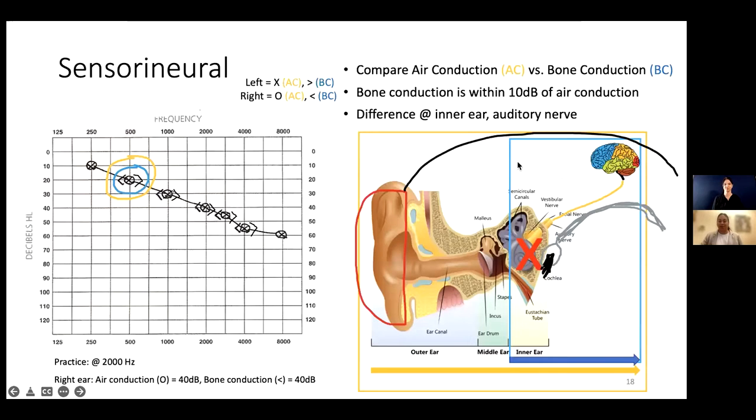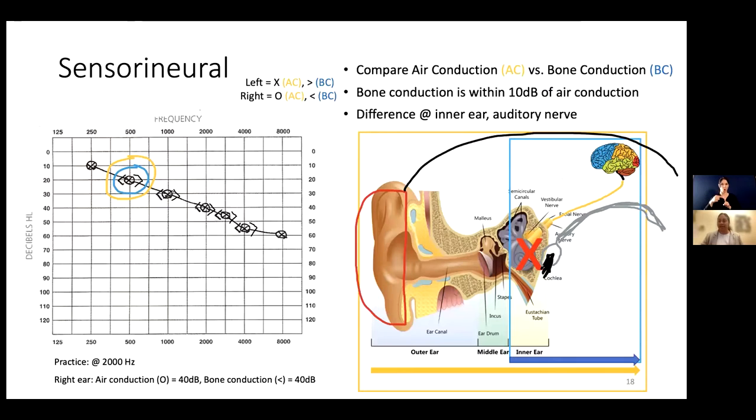Okay, so let's get into reading the audiogram and what it tells us about different types of hearing differences. So when we are looking at the audiogram, we are comparing air conduction hearing levels and bone conduction hearing levels to tell us where in the hearing system the hearing difference is. So air conduction hearing levels, again, that's hearing levels that were measured using headphones, are indicated with an X or an O, and bone conduction hearing thresholds are indicated with a left or right arrow.